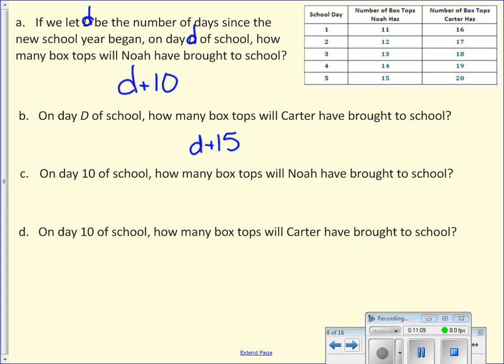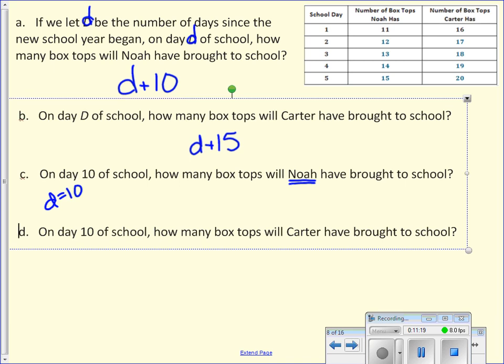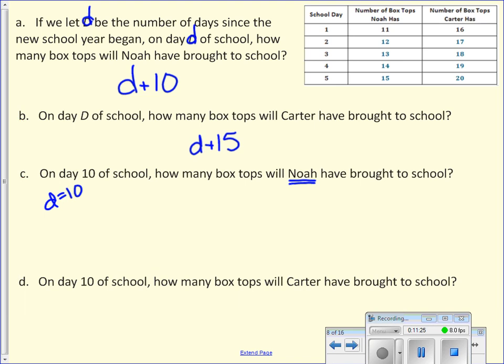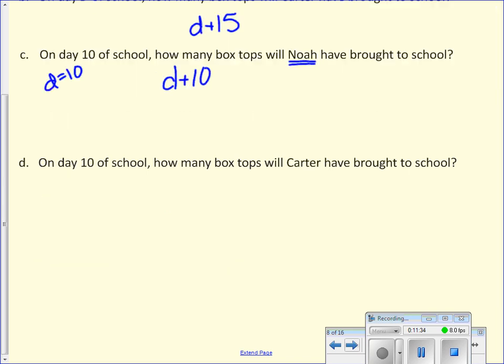So now on day 10 of school, how many box tops will Noah have brought in? So if my day equals 10, the first thing that I'm going to do is write the formula. This is very important, and this is what I expect to see on a test or a quiz. So my formula for Noah is the number of days plus 10. Since my days equals 10, I'm going to replace the D with 10. So 10 plus 10 is 20. So Noah has 20 box tops. So formula, plug it, solve it, label it.